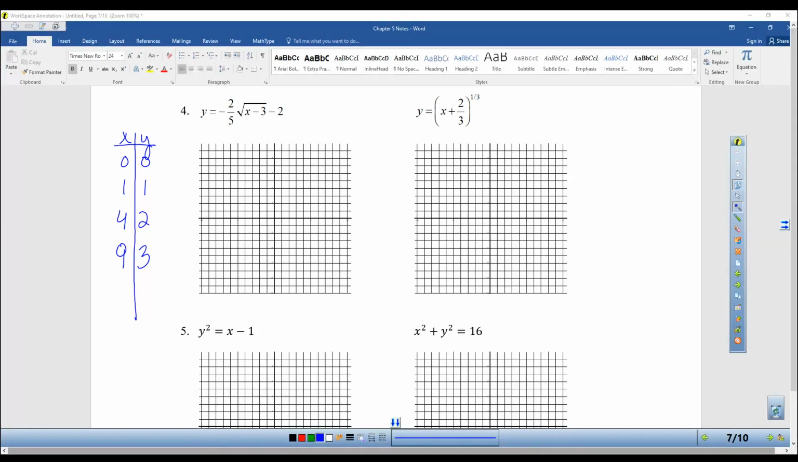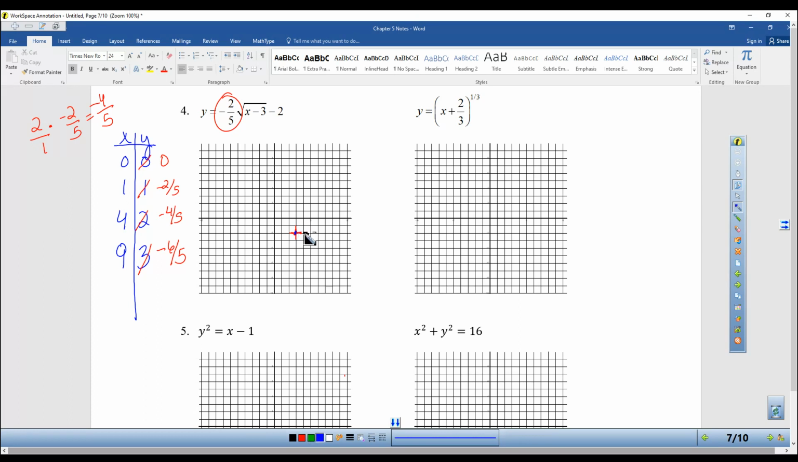I don't know if it'll make a difference. And then I'm going to multiply by negative 2/5. So that's luckily still 0. That's negative 2/5. That's going to be negative 4/5. Remember, a whole number times a fraction. Make the whole number into a fraction and do numerator times numerator and denominator times denominator. And that would make this one negative 6/5. It's also going to go to the right 3 and down 2. That's my new origin. And then I'm going to plot my points.